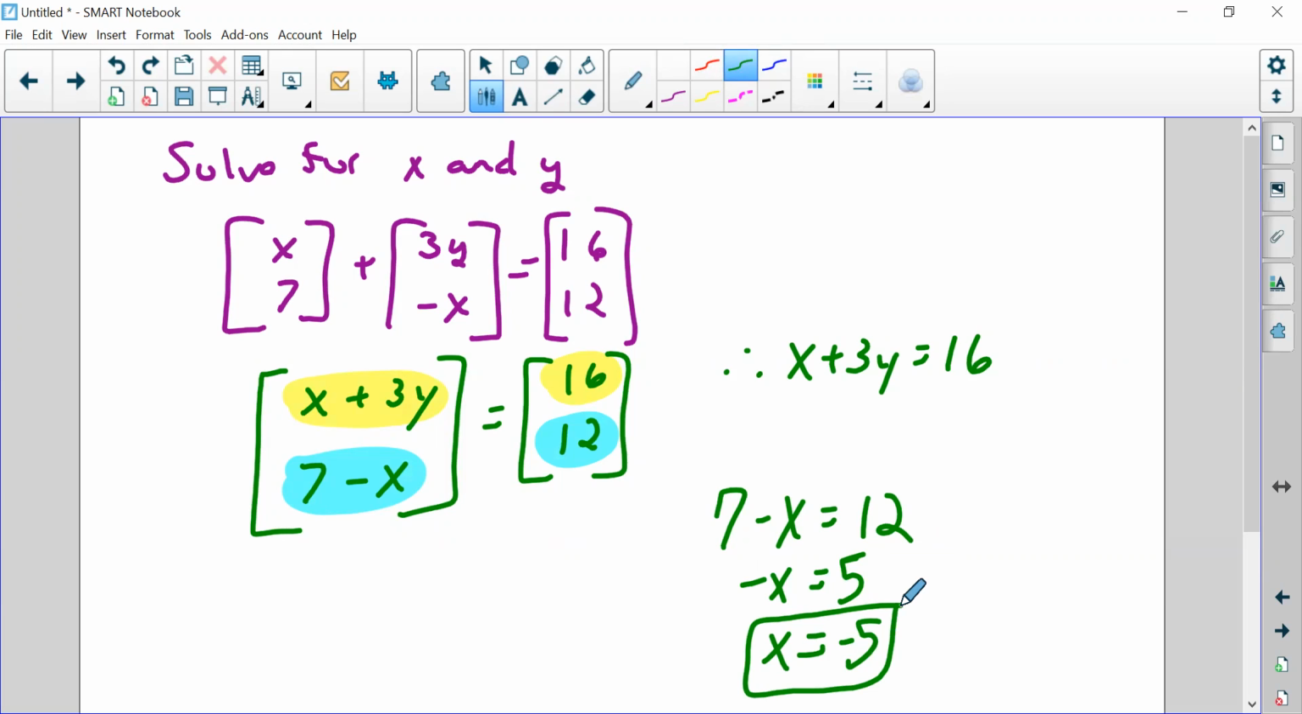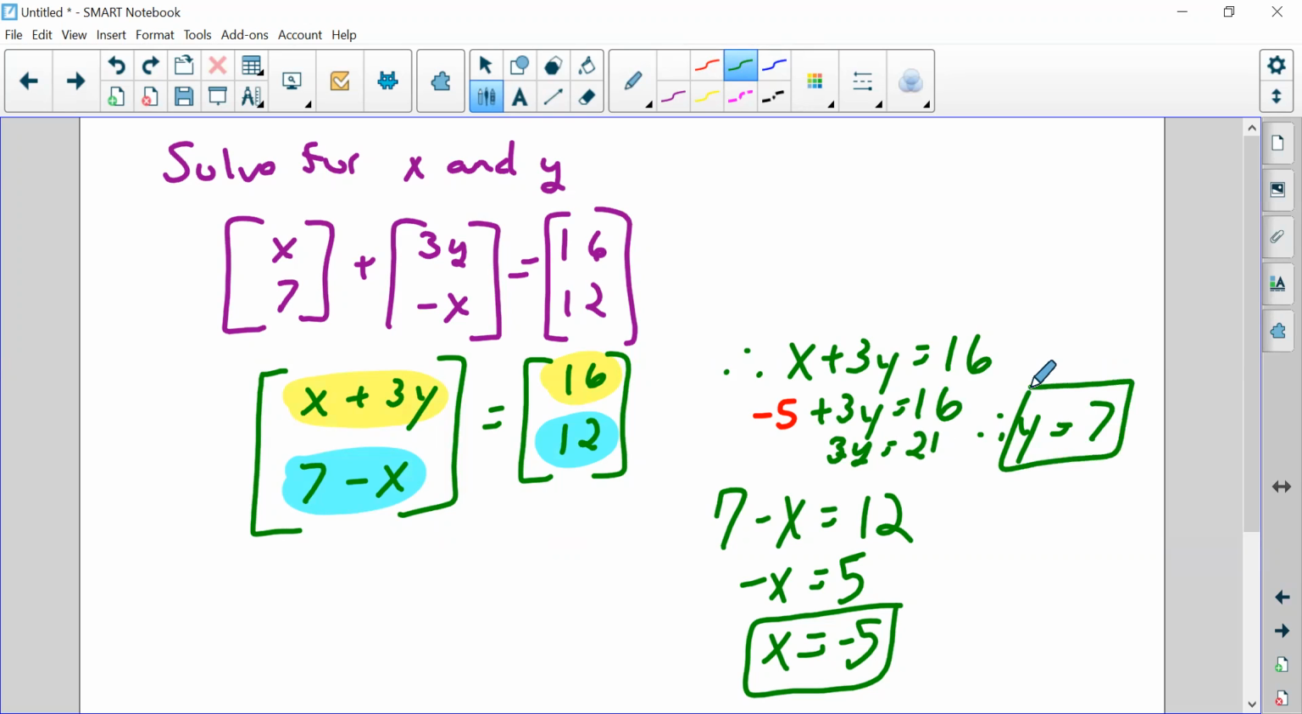Now I'm going to take that number and replace x with negative 5 up here in the other equation. And that'll allow me now to solve for my y variable. So to get to the y variable, I have 3y is equal to what, 16 plus 5? What was that? 21. And therefore, y must be what? 7. So I've solved for x and solved for y. So corresponding entries are equal to corresponding entries. You have a matrix equal to a matrix. And that's all you do for this type.